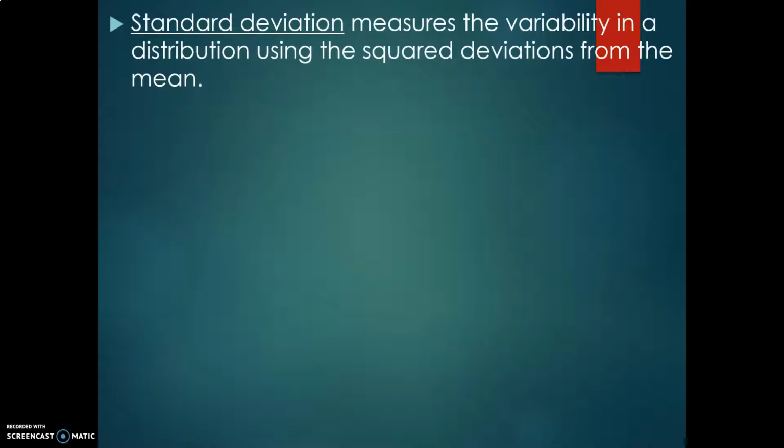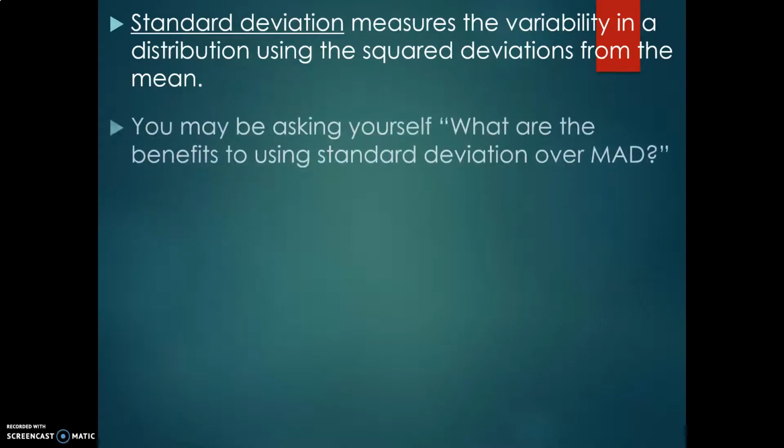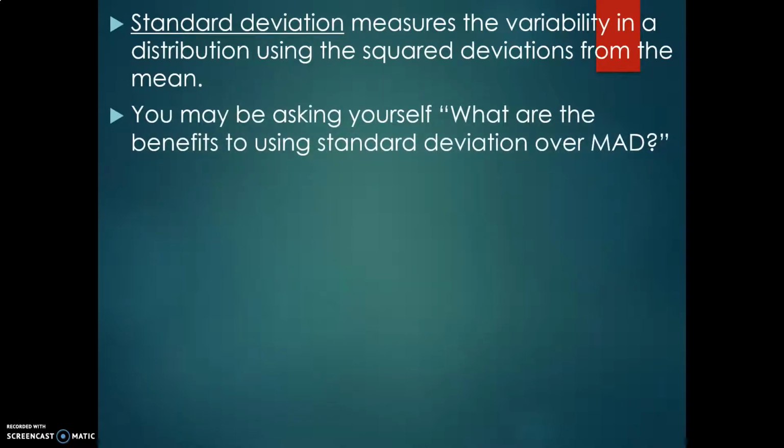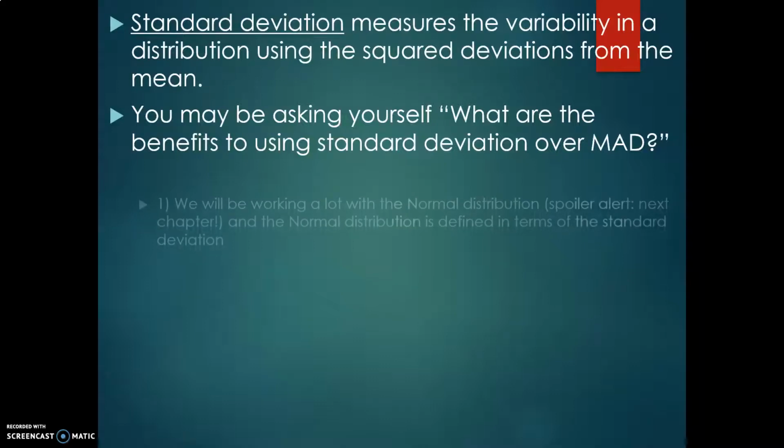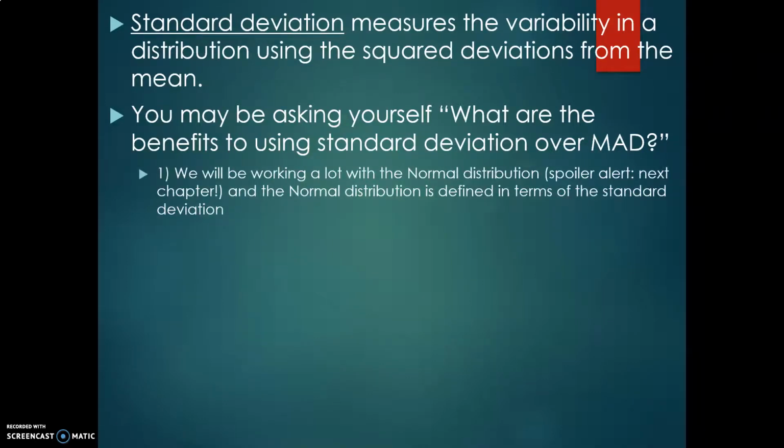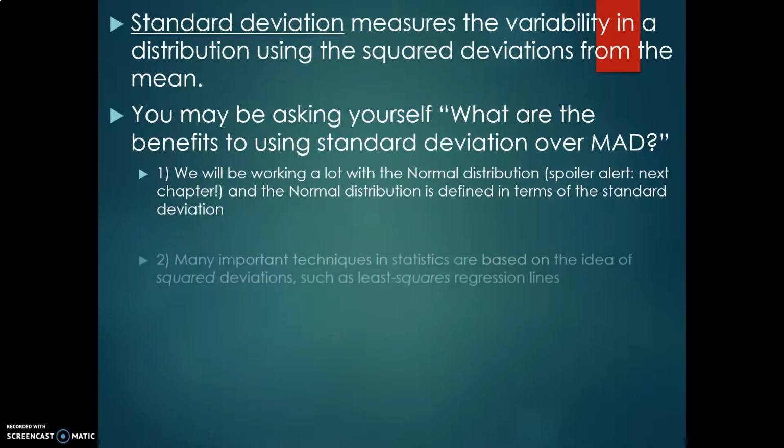Okay, so a standard deviation measures the variability in a distribution using the squared deviations from the mean. So you may be asking yourself, why would I do that? What's the benefit of using that over the mean absolute deviation? Well, one of the biggest reasons is that normal distributions, which we'll start dealing with in the next chapter, are defined in terms of the standard deviation. So it's very important moving forward.